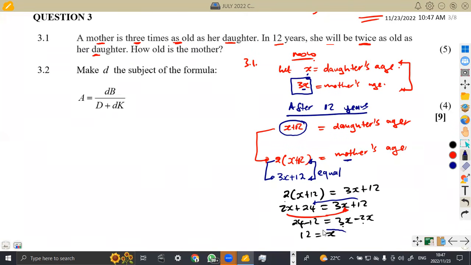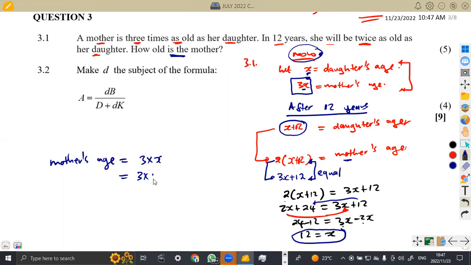So x is referring to the original age of the daughter, because we are given that the daughter's age is x years. Now we are given how old is the mother. Take note, we are referring to the now condition, not to after 12 years. Currently, the age of this mother is 3x, so the mother's age is 3 times x, of which we've got our x, which is 12. So 3 times 12, that's 36 years. So currently, the mother is 36 years old.